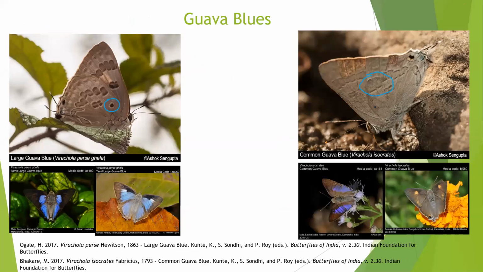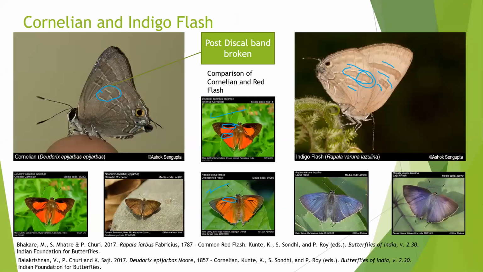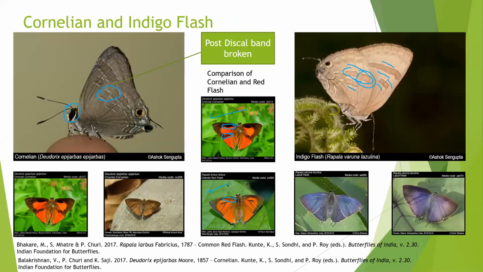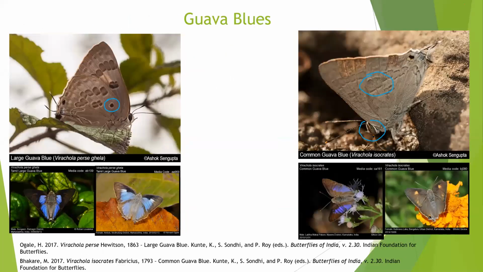So how to distinguish between them? The distinguishing feature is the color of the eye. In the case of cornelian, the eyes are black, and in the case of a guava blue, the eyes are brown. That's how we distinguish a guava blue from the cornelian. This cornelian has a black eye. This guava blue has a brown eye.